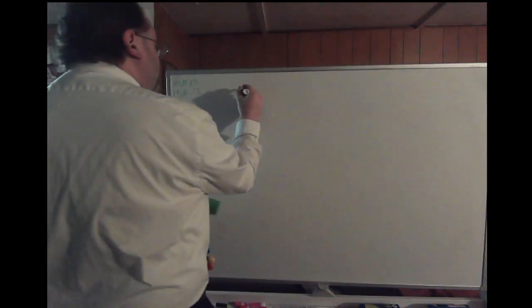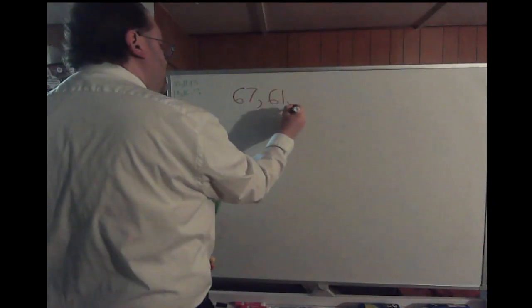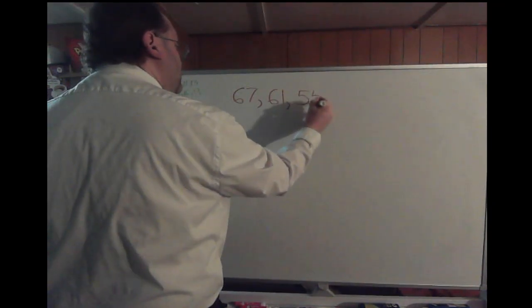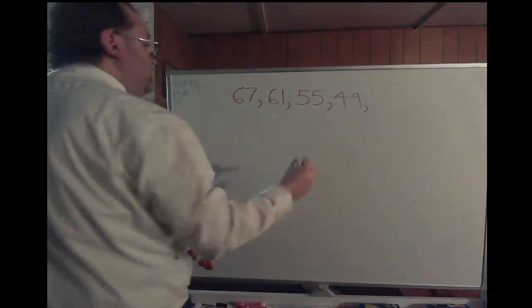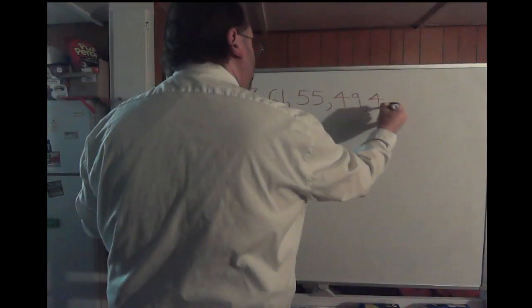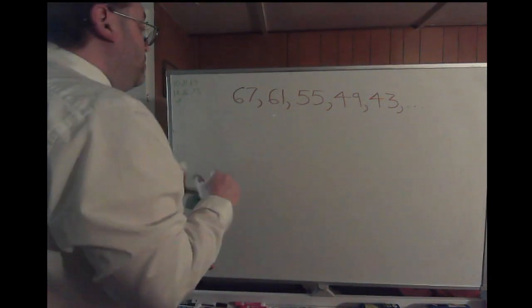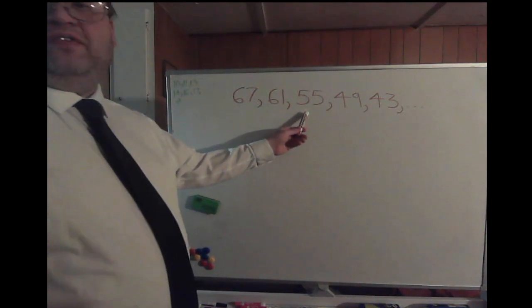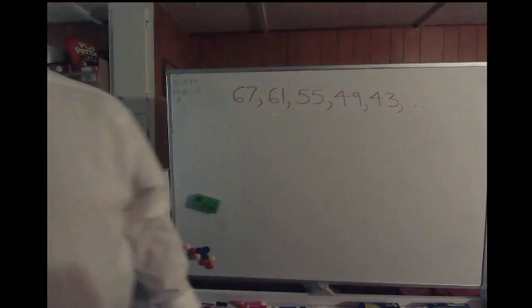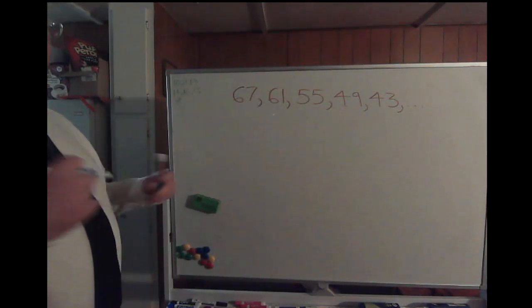Let's see here. Yes. Let's do one like it. 67, 61, 55, 49, and then 43, and then it just keeps on going. Okay. Well, we have a list here of 67, 61, 55, 49, and 43, then it just keeps on going. Well, let's look for what's going on between the numbers.